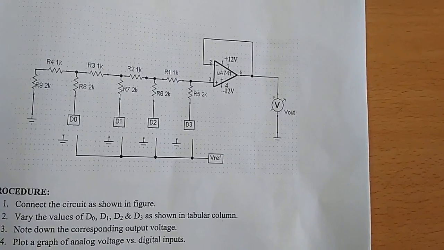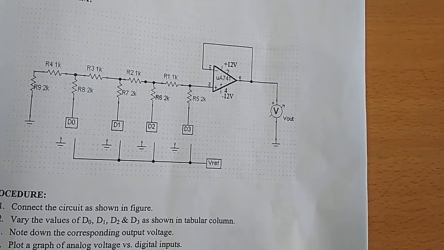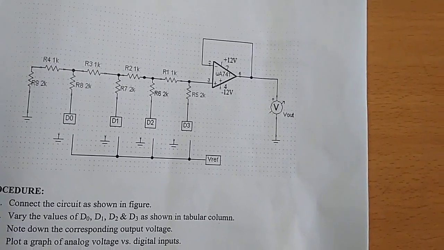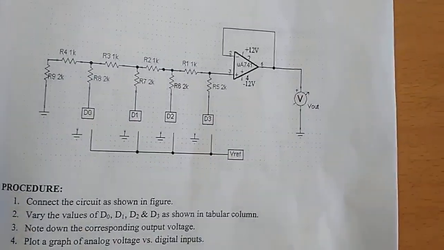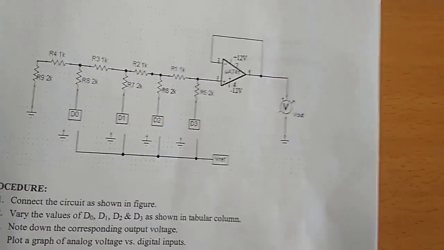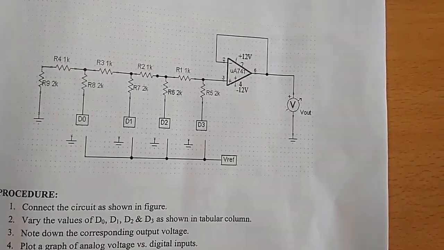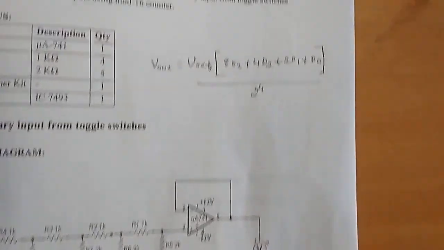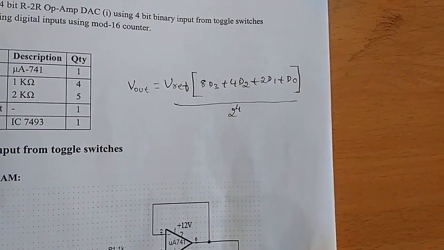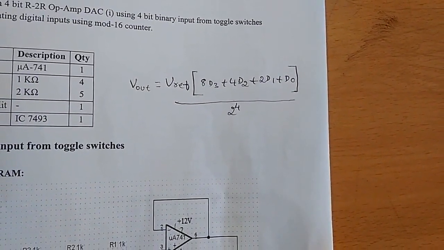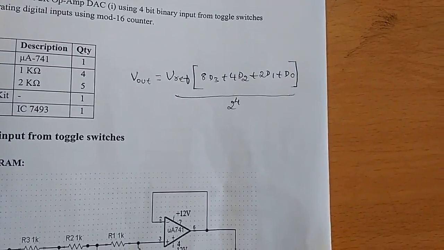I'm using an op amp here as a voltage follower, so whatever voltage is coming in at pin number 3 will directly go to the output. We can calculate the input voltage to the non-inverting terminal by using Thevenin's theorem. Now we can calculate the output voltage by using this formula: Vout is equal to Vreference times (8 times D3 plus 4 times D2 plus 2 times D1 plus D0) divided by 2 power 4. That is 2 power 4 for a 4-bit DAC.